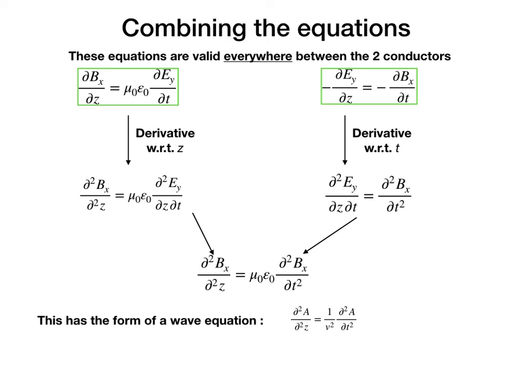This v is actually the velocity of the wave, and if we compare the two equations for Bx and for E, we see that the velocity of the waves is related to epsilon 0 and mu 0 by the following relation. The square root of 1 over epsilon 0 mu 0 is the velocity.